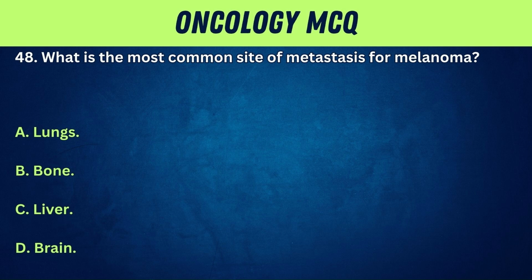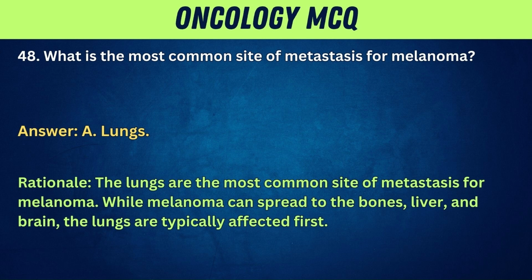48. What is the most common site of metastasis for melanoma? A. Lungs. B. Bone. C. Liver. D. Brain. Answer: A. Lungs. Rationale: the lungs are the most common site of metastasis for melanoma. While melanoma can spread to the bones, liver, and brain, the lungs are typically affected first.